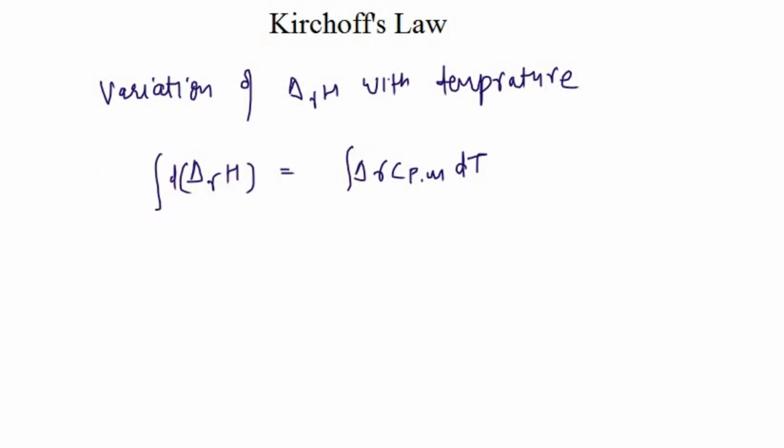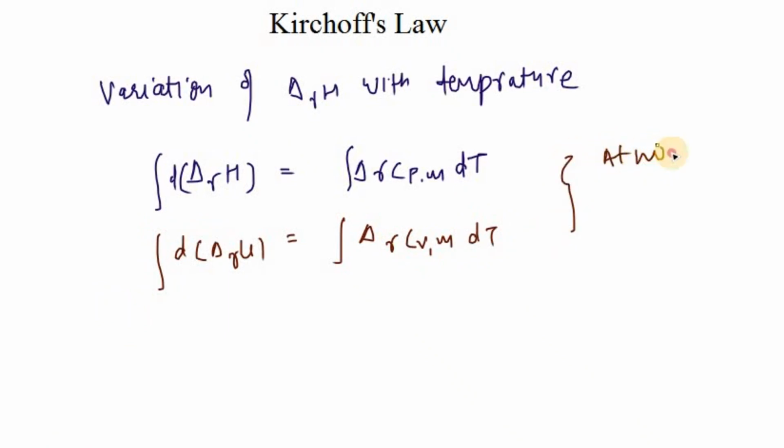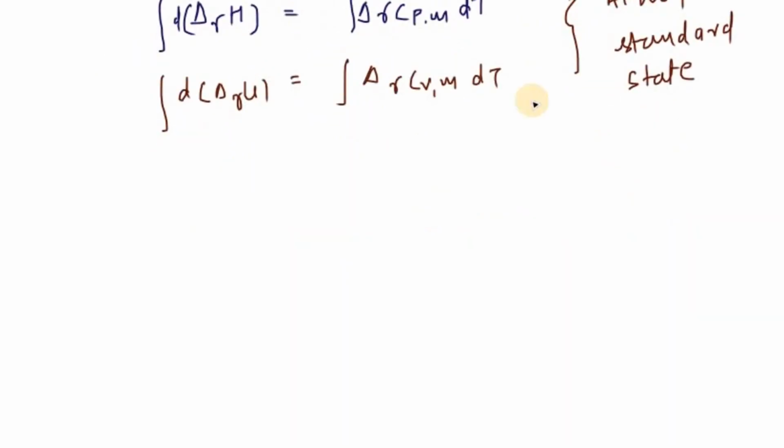Now if we talk about the change in internal energy of the reaction, that is also equal to the integral of delta R CVm into dT. So these are at non-standard state. At non-standard state we get this formula when the delta reaction of H changes with temperature.